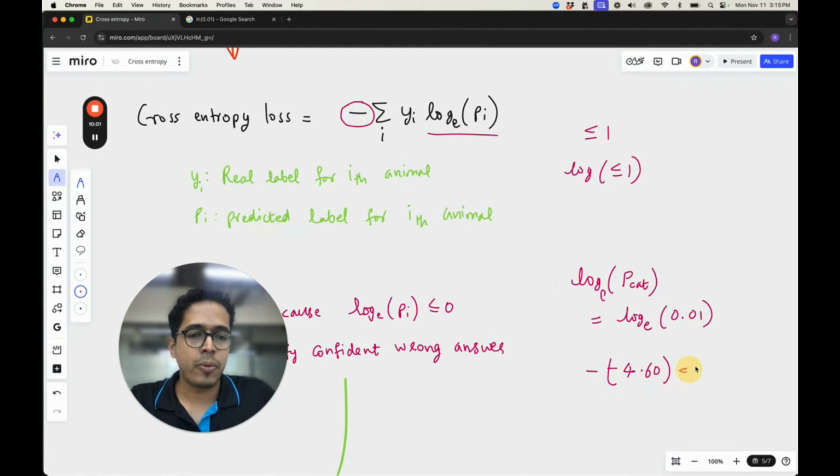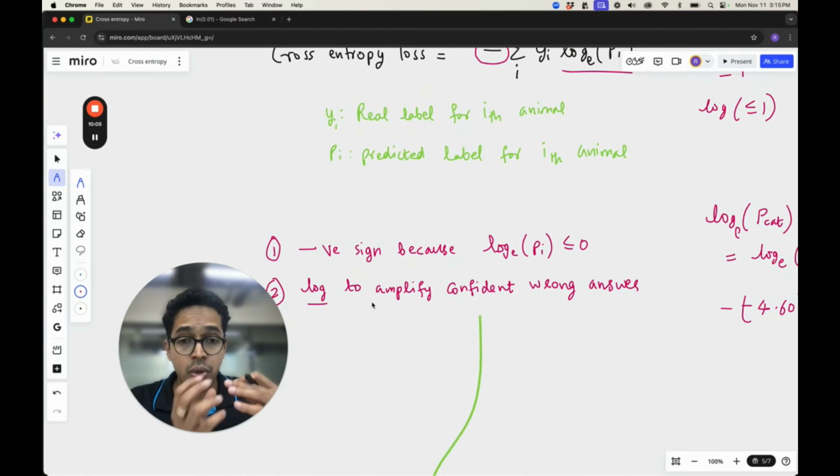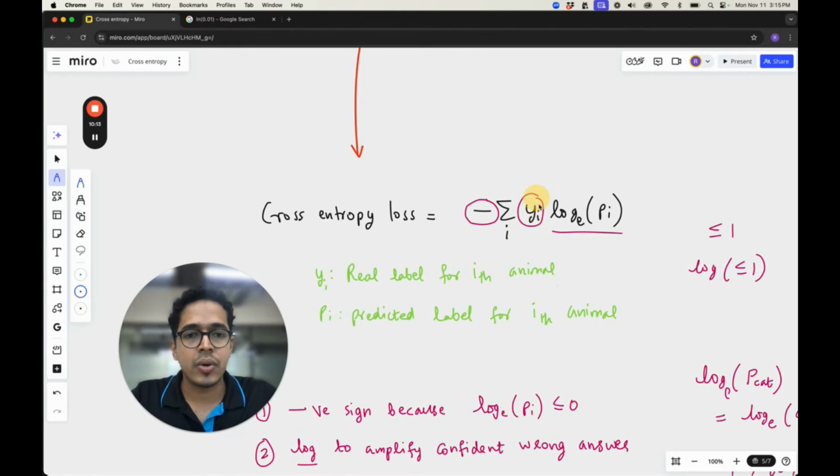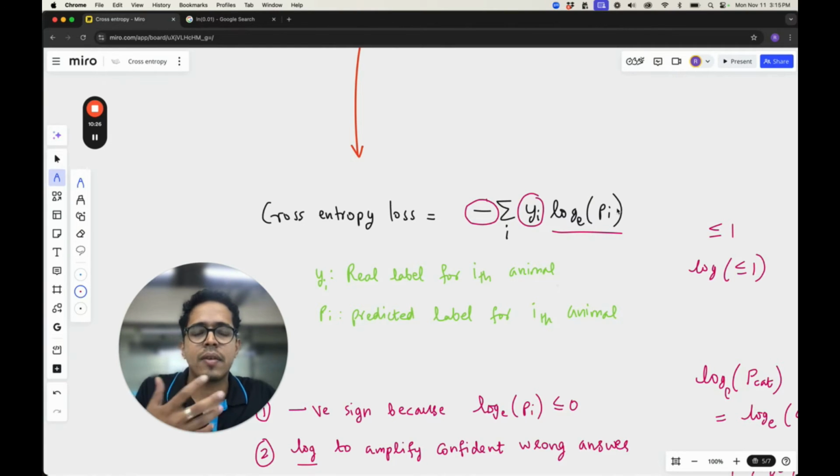which will be 4.60. The reason we are taking the logarithm is so that numbers very close to 0 will be amplified, because it's getting multiplied by yi. So here you might wonder: if it is getting multiplied by yi, and yi is 0 for dog, tiger, and lion, does it really matter what the probability distribution for tiger, lion, and dog is? It does not matter.